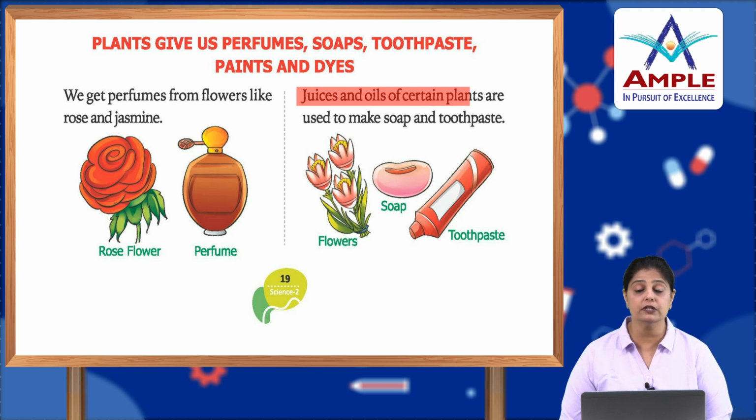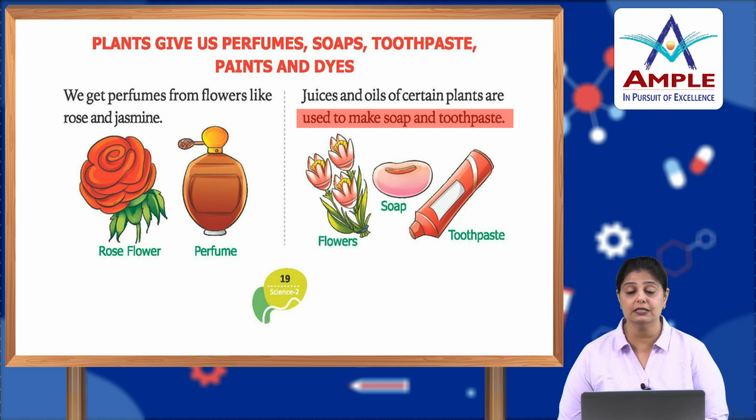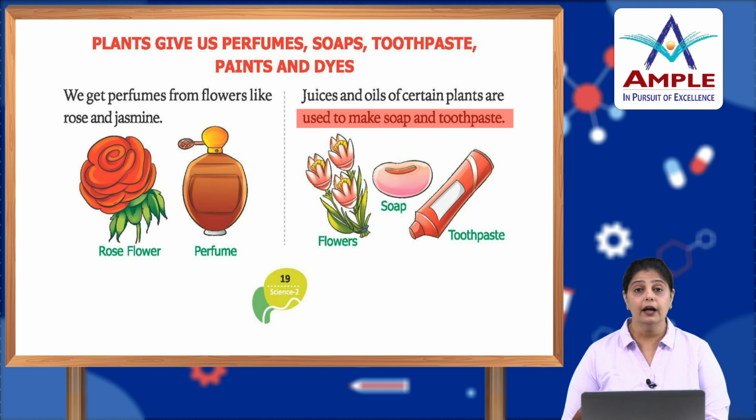Juices and oils of certain plants are used to make soap and toothpaste. So rose flower is generally used to make perfume, and the juices and oils of certain plants like flowers are used to make soap and toothpaste, okay? Then children, you know that in the olden times, instead of toothpaste, people used to use neem twigs to brush their teeth, and that is still used in certain rural areas.